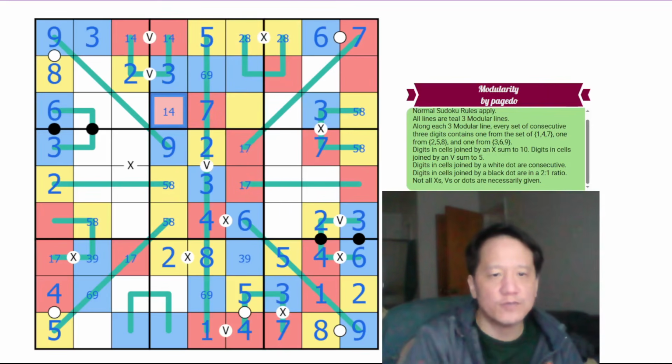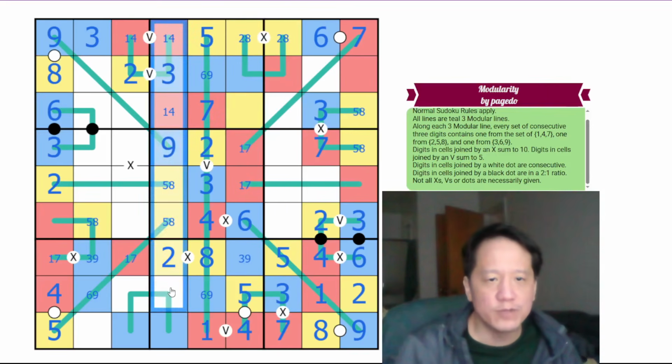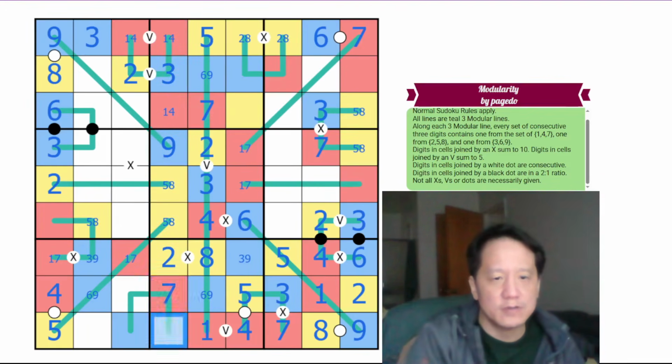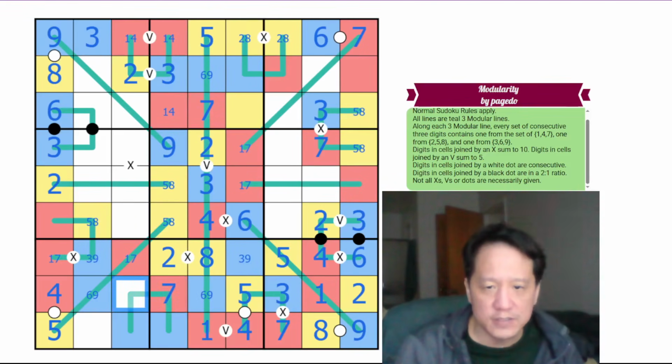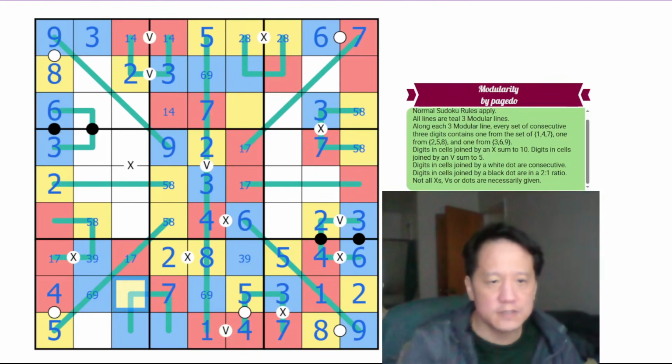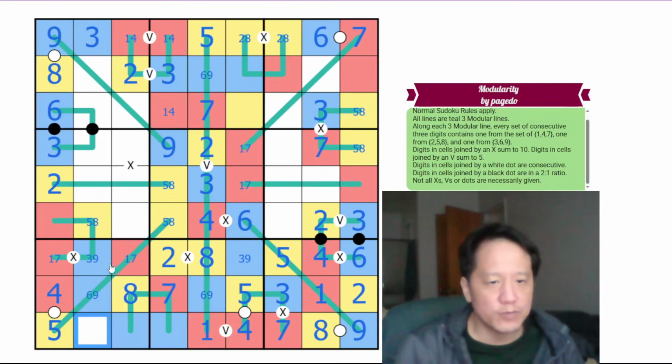So this is 1, 4 as a pair. We have 3 blues and 3 yellows in column 4, so this must be red. And it has to be 7. Therefore, that makes this yellow and is 8. We have 3 blues and 3 reds in this lower left-hand box. That leaves this as a yellow and is 2.